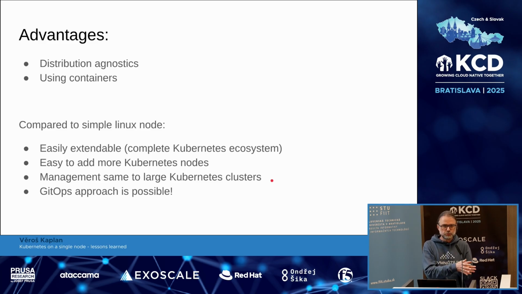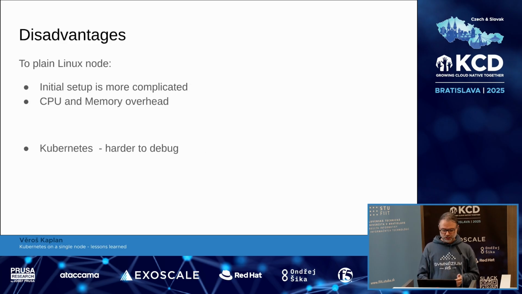We are running Kubernetes at large scale, and we can also run Kubernetes in little small clusters. And the best part for me, the GitOps approach is possible. When I ask a colleague, please upgrade this version, he just upgrades the version in GitOps, in the Git repository, and we are done. We have an audit trail, we know who, when, and probably why did that. Great for me. And disadvantages it has.